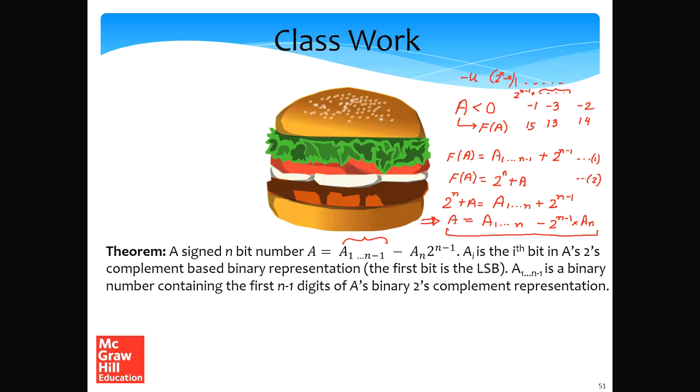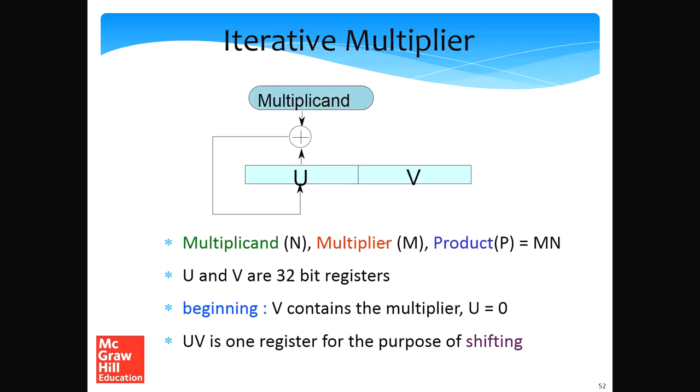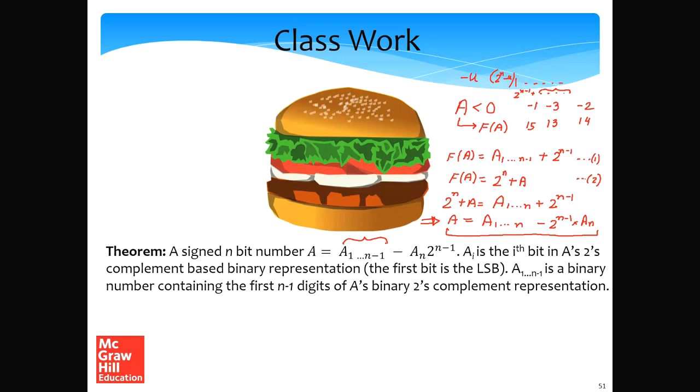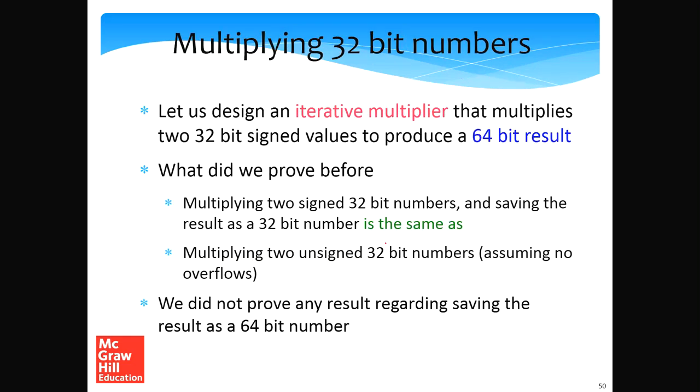Alright, so given the fact that we are armed with this proof, let us move forward and try to design a multiplier. So let me just make one more point before we proceed. I just want to repeat it because it's very important. So let me go to this slide. So what we proved in chapter 2 was something like this, that when we multiply two signed 32-bit numbers and save the result again as a 32-bit number without any overflows, it is exactly the same as considering the unsigned representations.